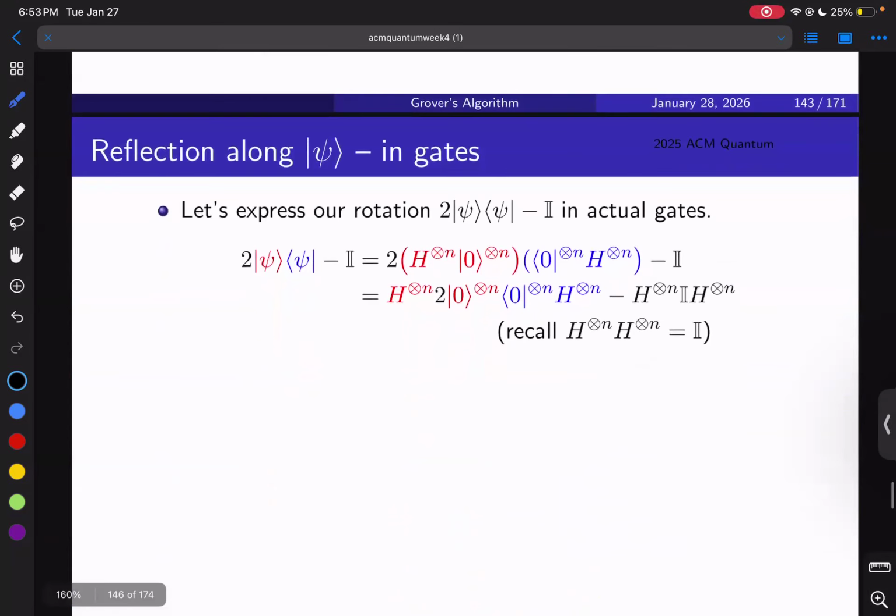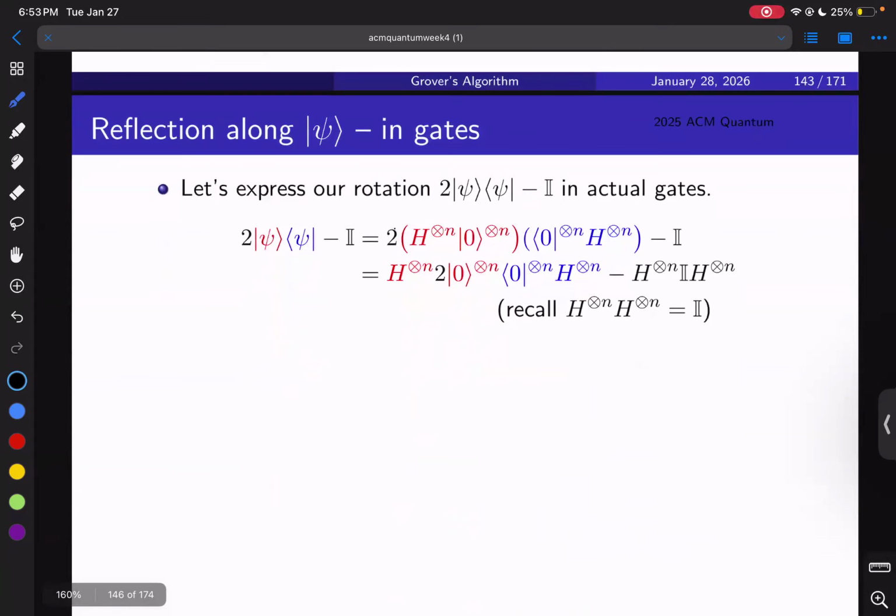Okay. Now let's just distribute that 2 in there. And identity, we know that n Hadamards on n Hadamards is like generating a superposition and then automatically undoing it. So that's the identity. So we can just sub in identity is equal to n Hadamards times identity times n Hadamards. That's just a substitution we're allowed to do because of this property.